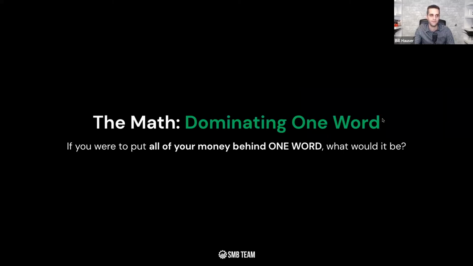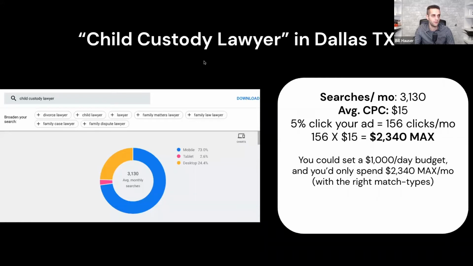So I want to just do the math very quickly of dominating one word. For example, if you wanted to dominate the word child custody lawyer in Dallas, Texas, you would do some research and figure out that this term is typed in 3,130 times a month in all of Dallas. The average cost per click on this keyword is $15. Let's say 5% of the total first page visitors click on your specific ad. That'd be 156 clicks per month max, at $15 a click. That leaves you at a max budget for this keyword of $23.40 per month. And that's for all variations of child custody.